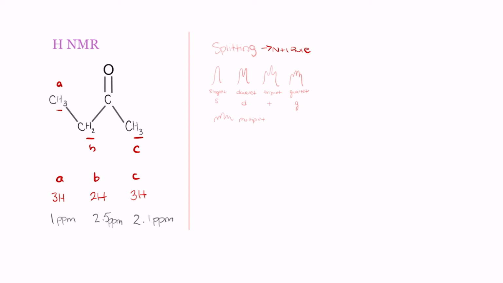So if we want to go ahead and start off with signal A and apply our N+1 rule, we have to think of N as our neighbors. So N is your neighboring hydrogens. So let's go to signal A. Over here we have our signal A. And what we want to do is go to the neighboring carbon, and we ask ourselves, how many hydrogens does this neighboring carbon have? We see here that this neighboring carbon has 2 hydrogens. So our N value here is going to be 2.